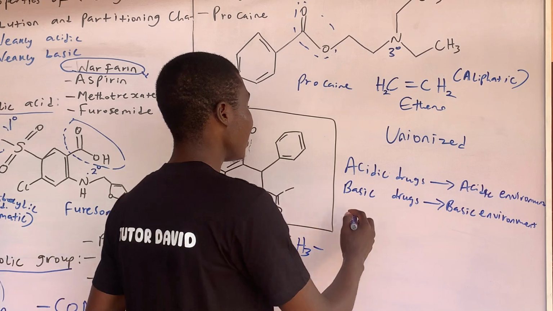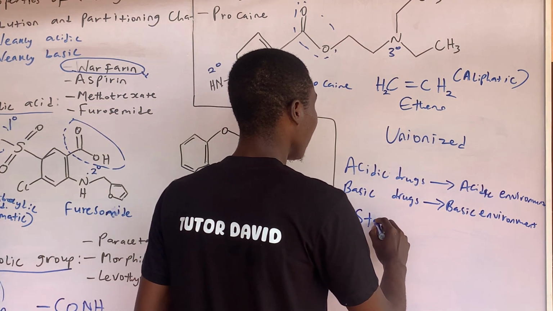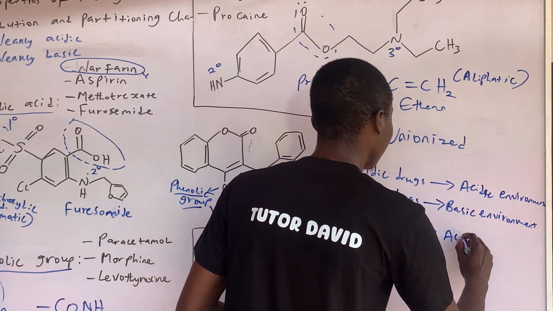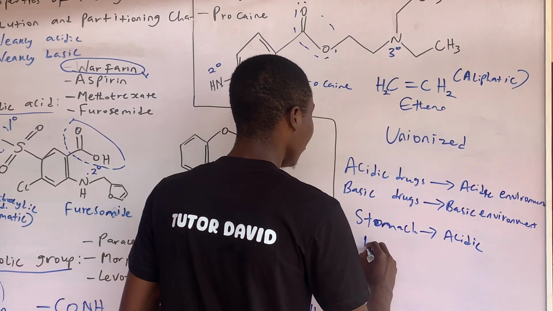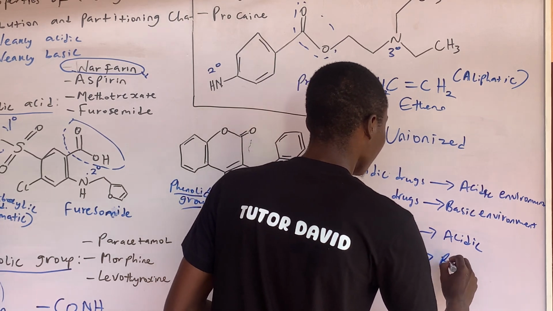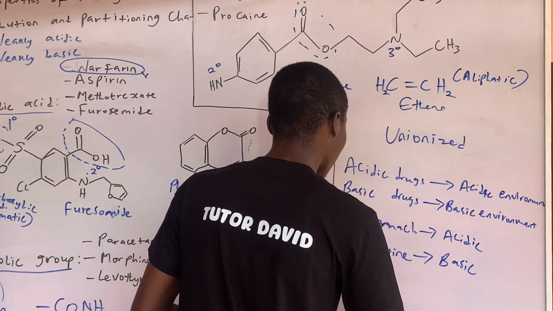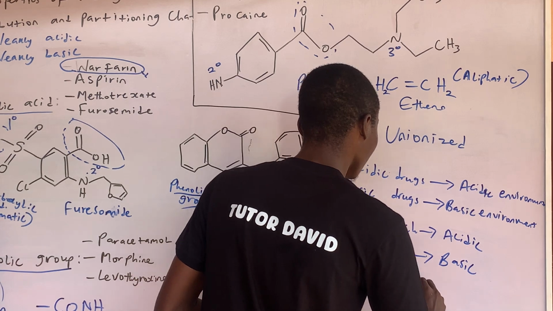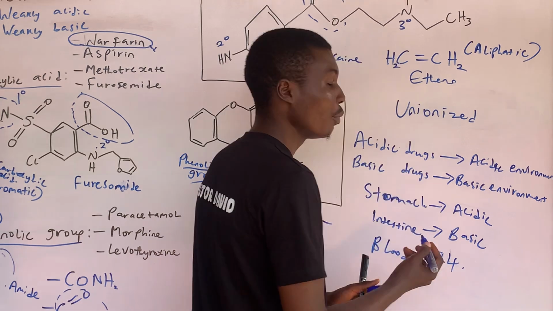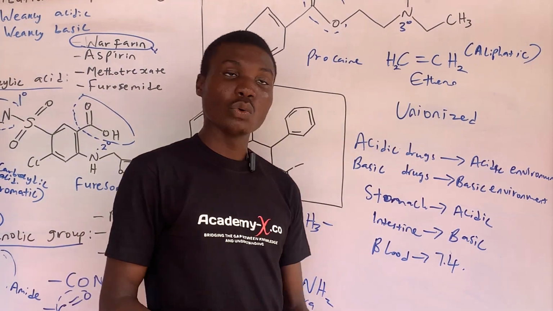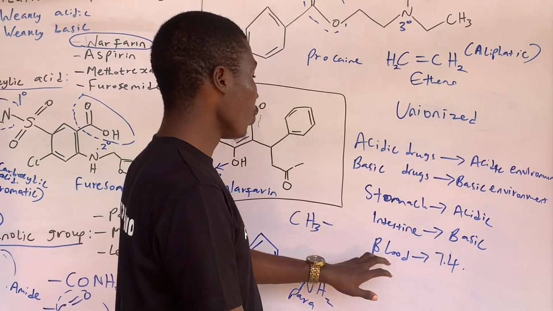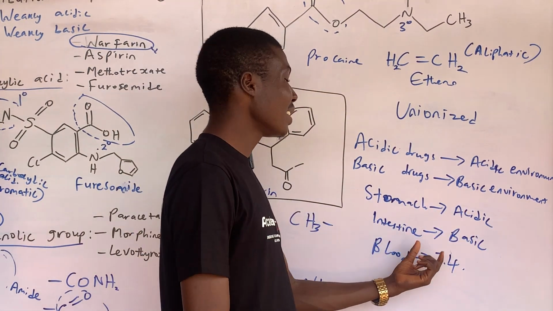And you need to understand that the pH of the stomach is acidic, while in the intestine the pH is basic. The blood itself is around 7.4, which is close to the middle, almost neutral, but slightly basic. So in the stomach you have acidic conditions, in the intestine you have basic conditions.